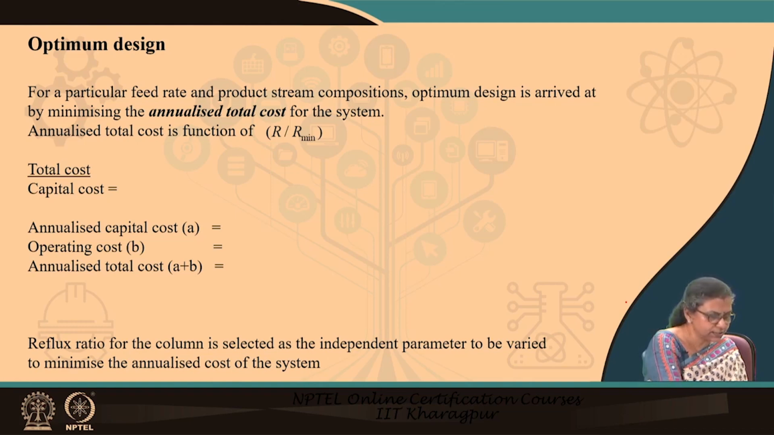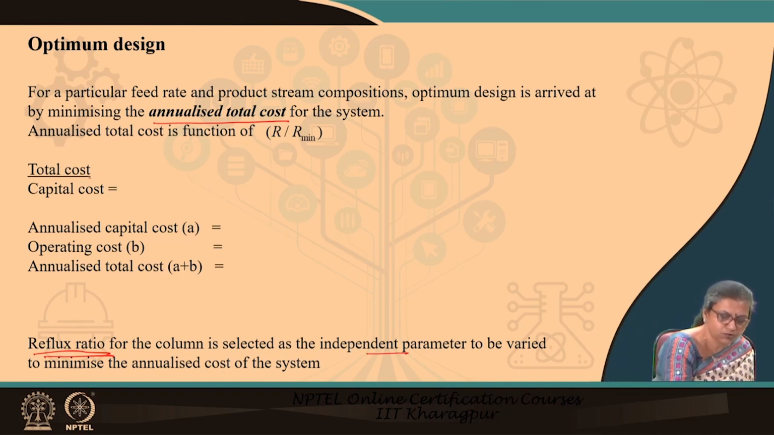As I have already discussed, for the optimum design, quite naturally we would like to find out the optimum R, rather the optimized design based on that particular reflux flow rate, which would give us the minimum annualized total cost, as I have told you. So, therefore, we select the reflux ratio for the column as the independent parameter in order to minimize the annualized cost. Now, what is this annualized cost?